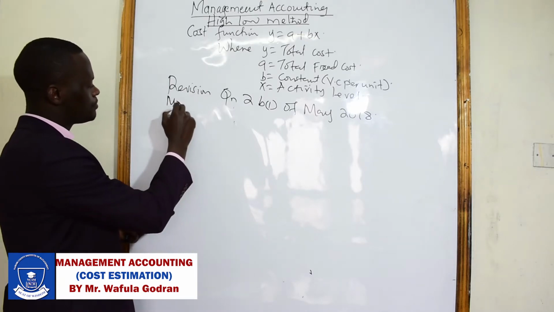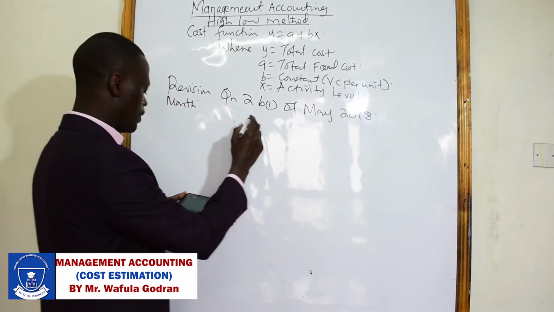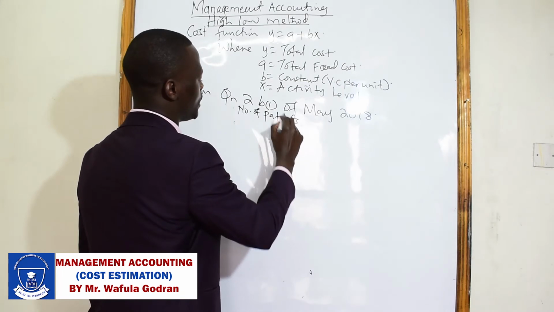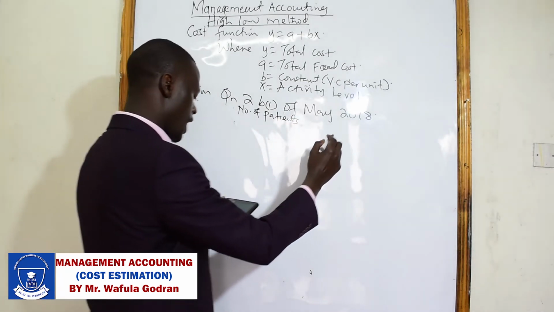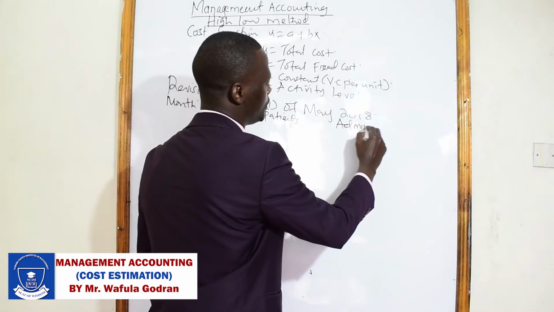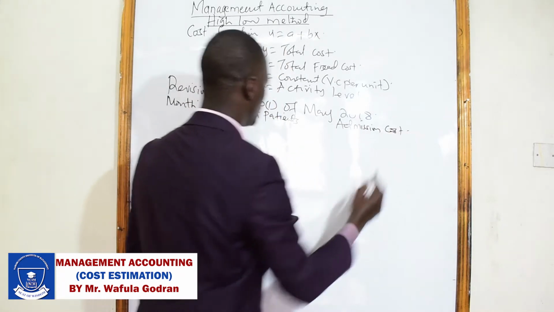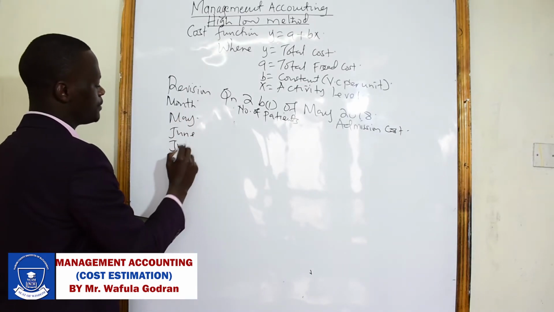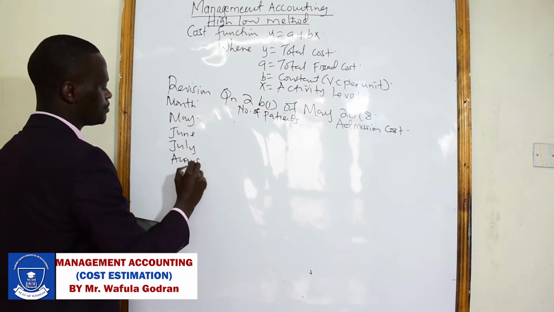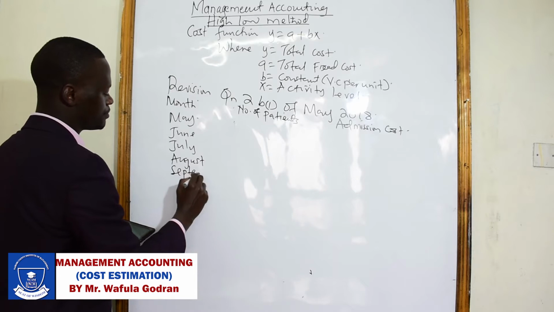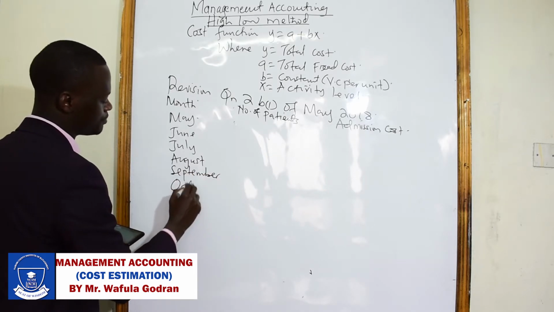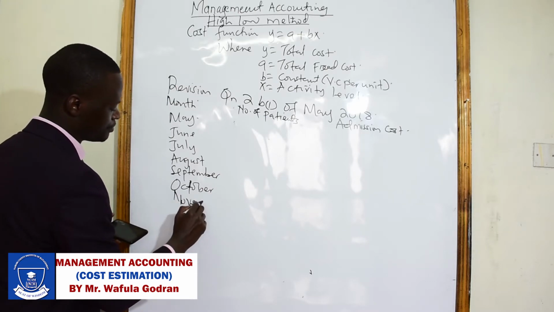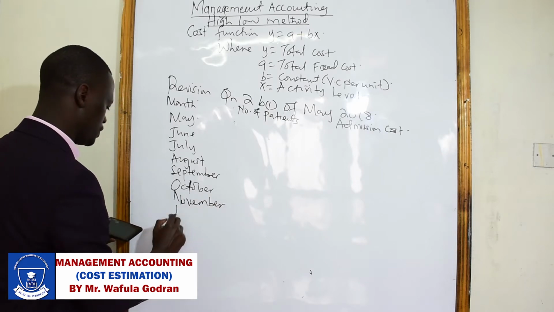We are given the month, the number of patients admitted, and the admission cost. So the months are May, June, July, August, September, October, November, and December.